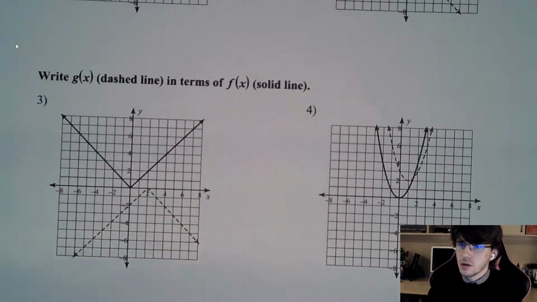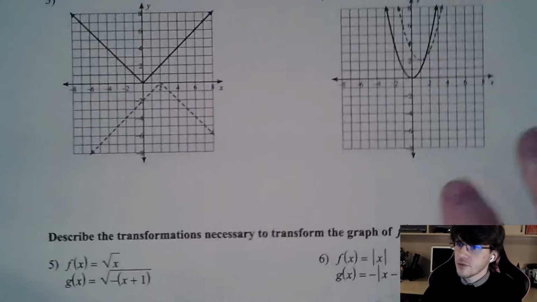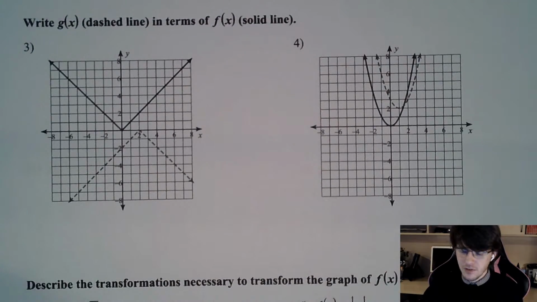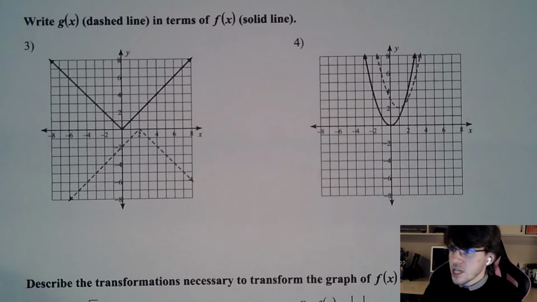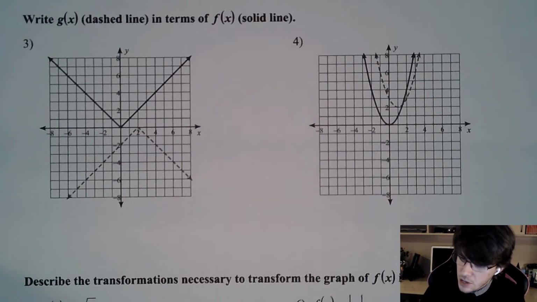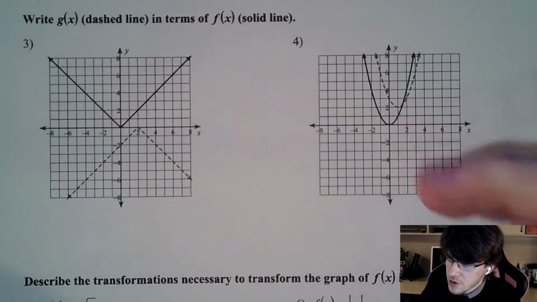Let's check it out. Number 3. So we're going to have to write g of x in terms of f of x, the dashed line. So we have our dashed line there. How do we do these questions?